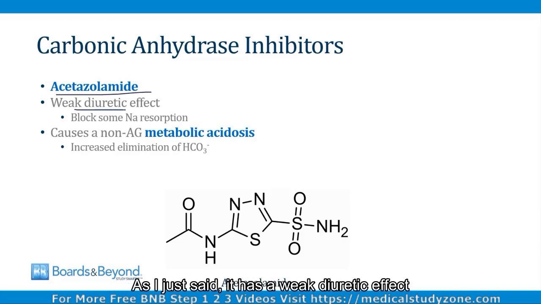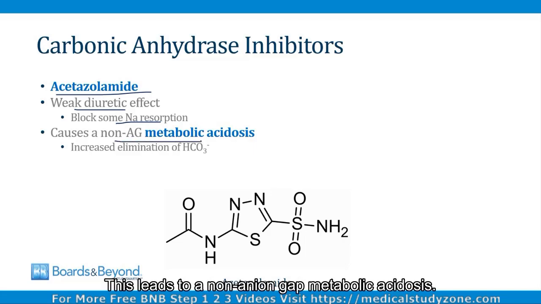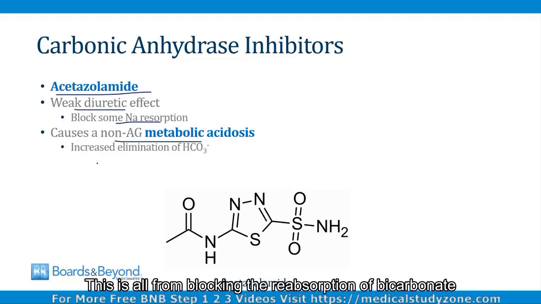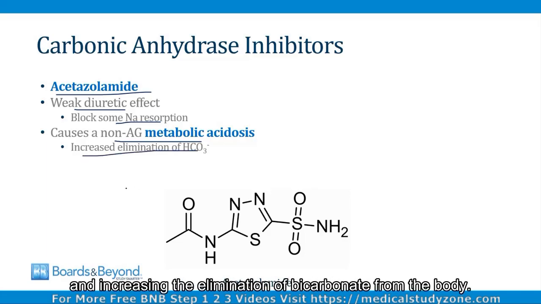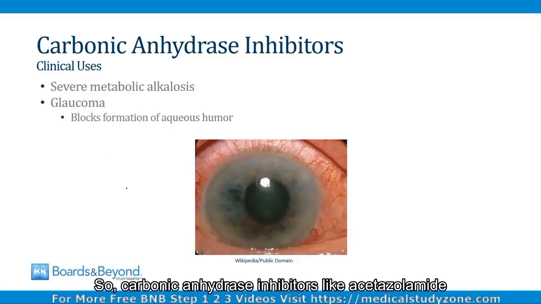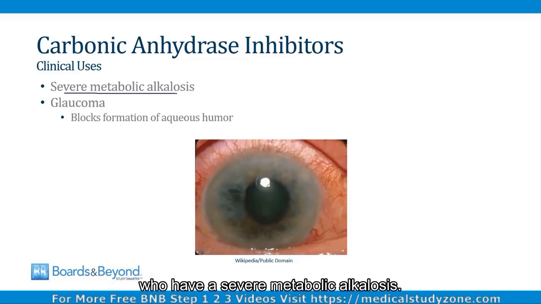As I just said, it has a weak diuretic effect because it blocks some sodium reabsorption, but really its main impact on the body is that it causes bicarbonate to go out in the urine. This leads to a non-anion gap metabolic acidosis. This is all from blocking the reabsorption of bicarbonate in the proximal tubule and increasing the elimination of bicarbonate from the body. So carbonic anhydrase inhibitors like acetazolamide are used in a couple of niche circumstances. The first one is in patients who have a severe metabolic alkalosis. In these cases, the pH is very, very high, and by giving acetazolamide, you will cause bicarbonate to go out in the urine, and that will decrease the pH.